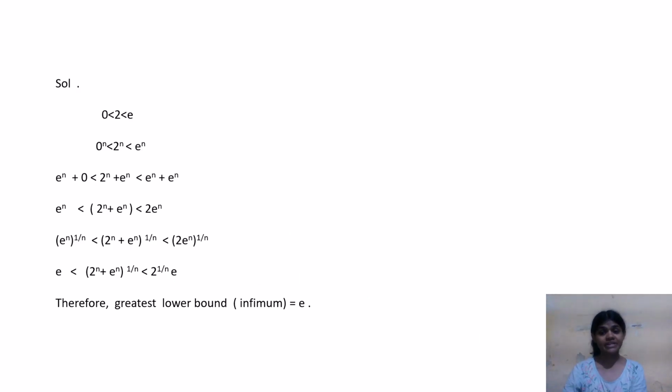Here the solution is given in another form. We can see the solution in detailed form in the slide.